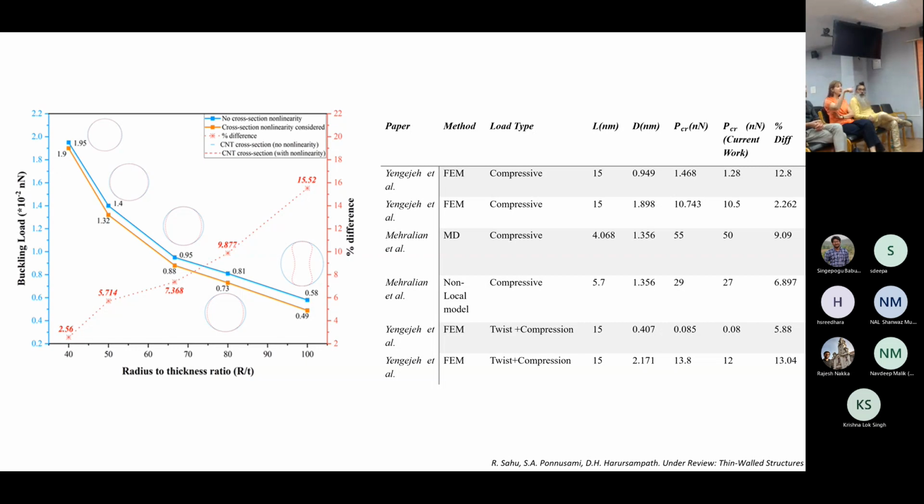Okay, so the one with the beam is closer to the classical approach. Yeah.